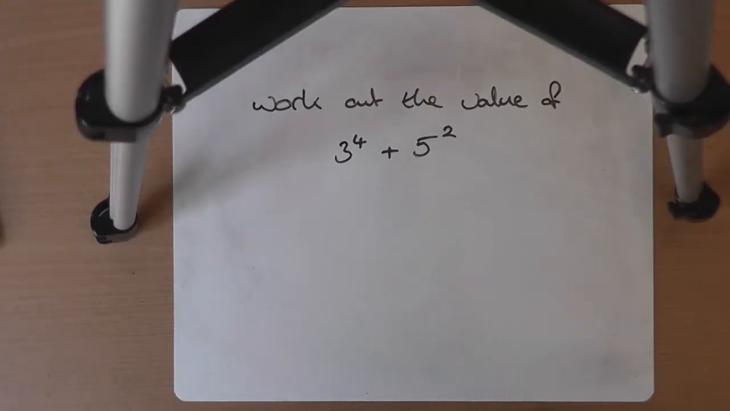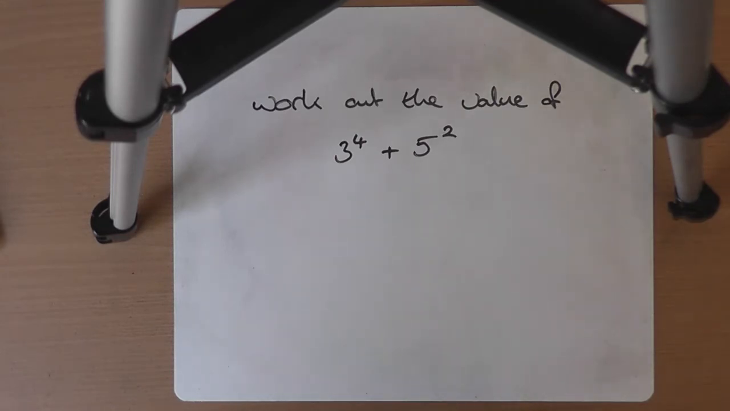Work out the value of 3 to the power 4 plus 5 squared. Work out the value of questions mean find a single numerical answer at the end. And the only thing we could really do with this, these are two different base numbers with two different powers. There's no way we can make this neater or simpler in any way.